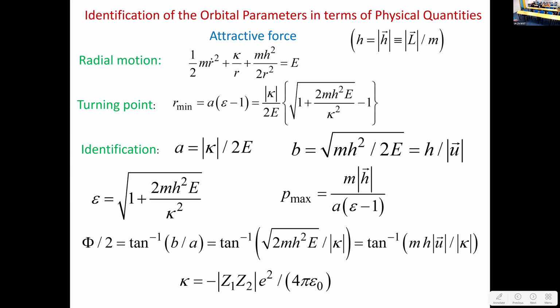Now, we can easily identify the orbital parameters. That's our h again. Radial motion, we just write the equation for the radial motion. This kappa is the force constant, or the constant for the potential, and it's negative in the attractive case for a pair of particles: the product of the charges divided by 4 pi epsilon naught with a minus sign. The point of closest approach, of course, if we draw our hyperbola, is just a times epsilon minus a. So that's the distance there. You see that very clearly.